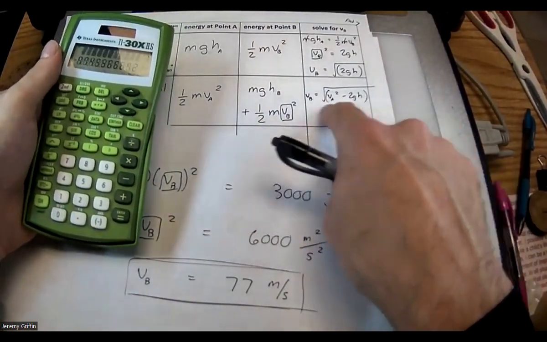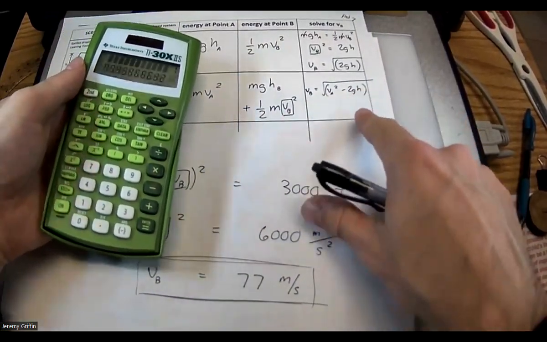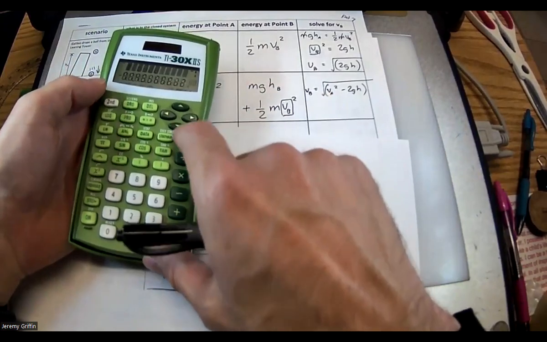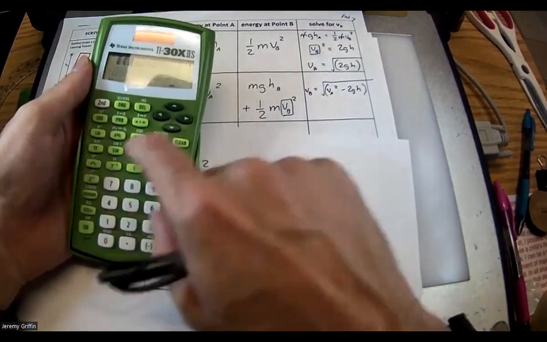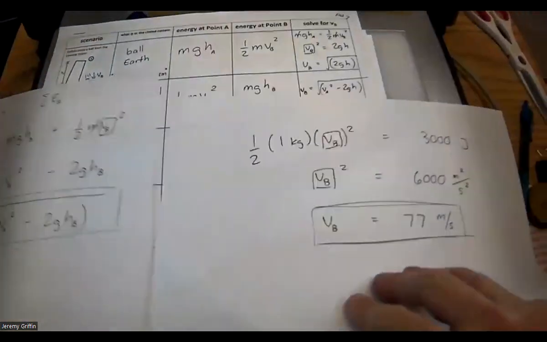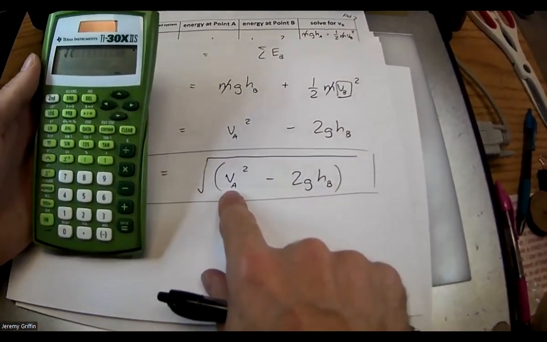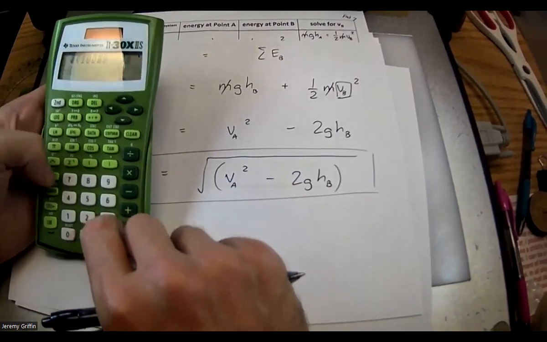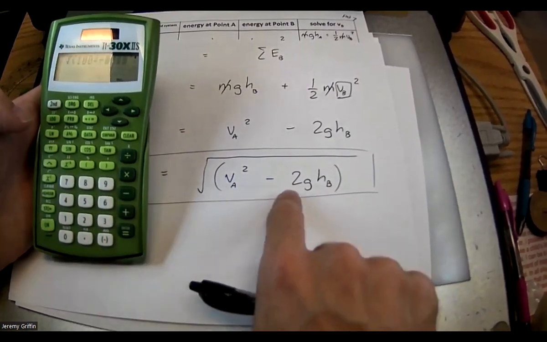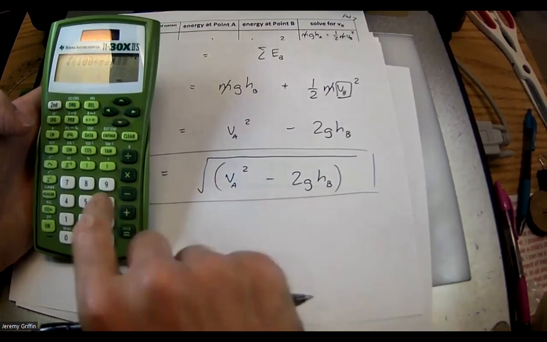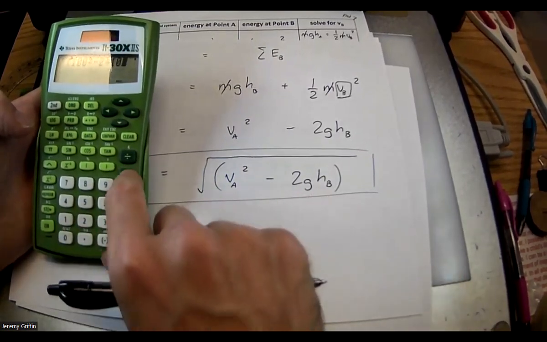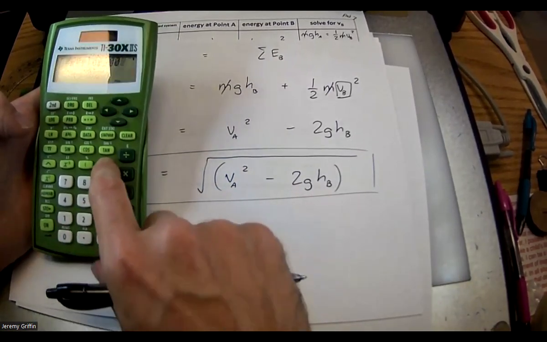Remember, I came up with a general expression. Let's see if this actually works. It should be a giant square root. Here it is. The blast speed squared, so 100 meters per second squared, minus 2 times the gravity field of 10 meters per second squared times the height change of 200 meters.